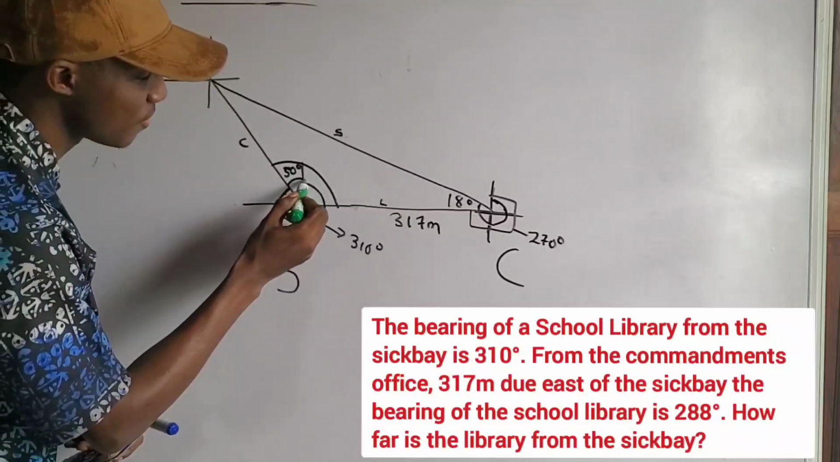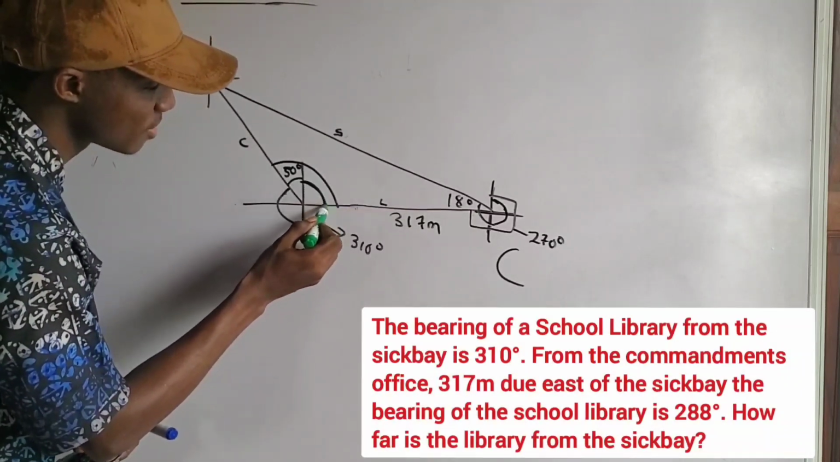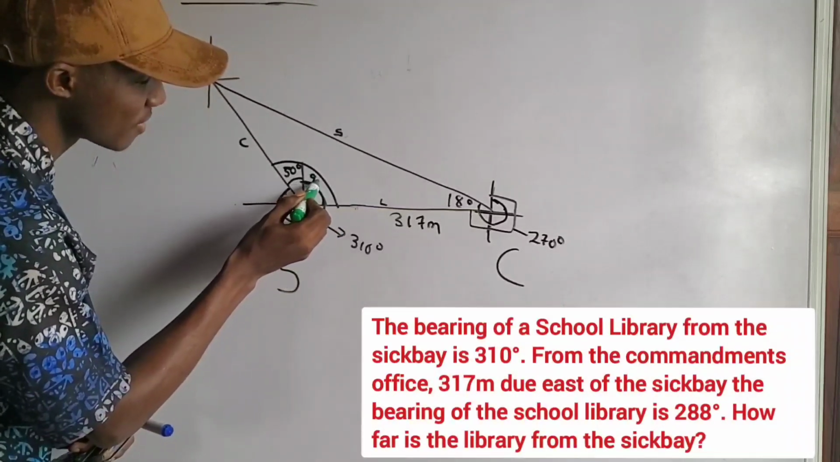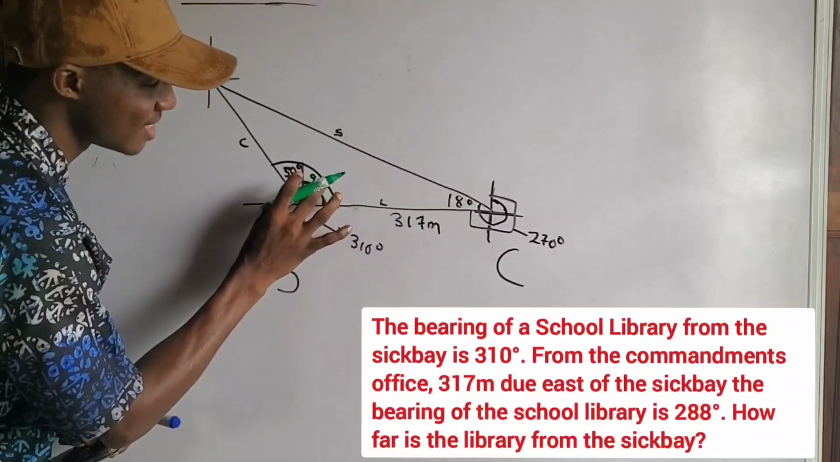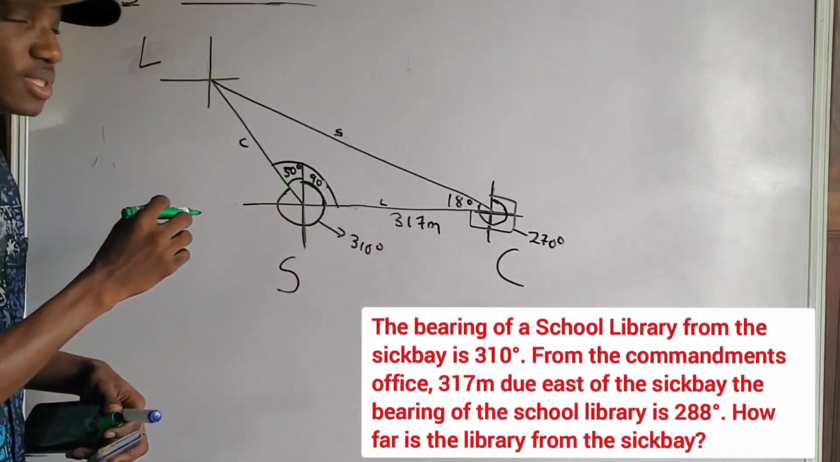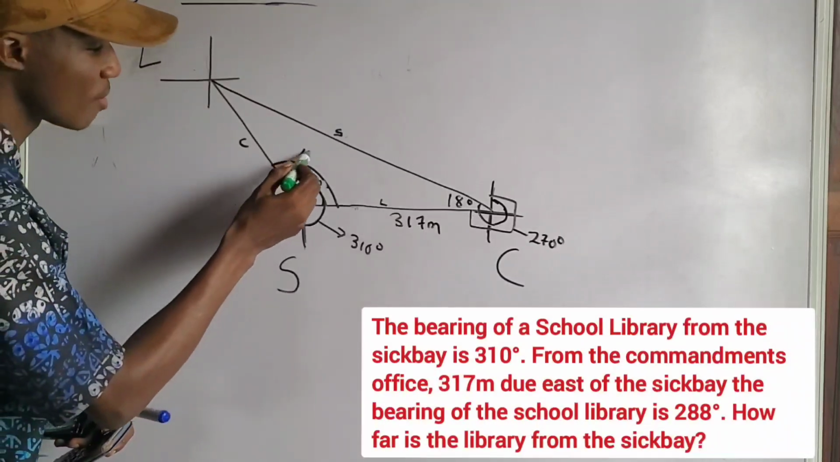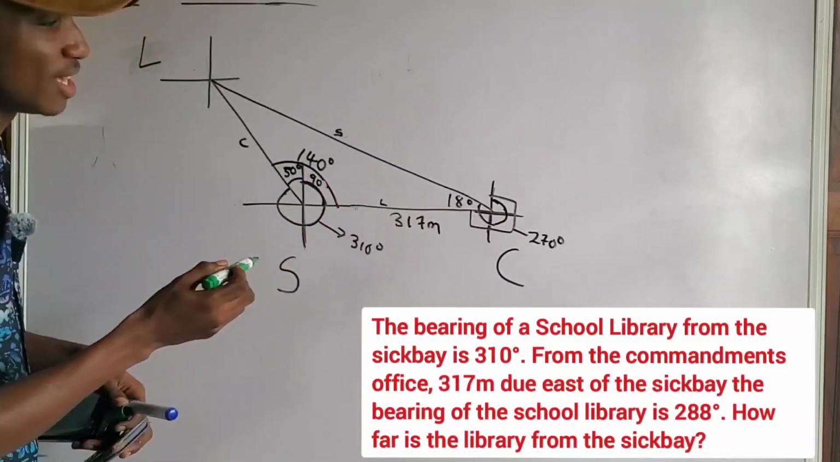Because this is the first quadrant, the angle that ranges from this point to this point is what? 90 degrees. So I'm going to have 90 here. 90 plus 50 degrees, that is what? 140 degrees. So here will be 140 degrees.